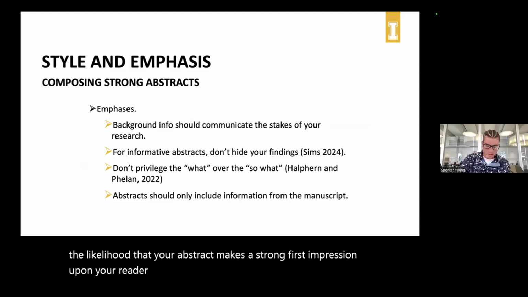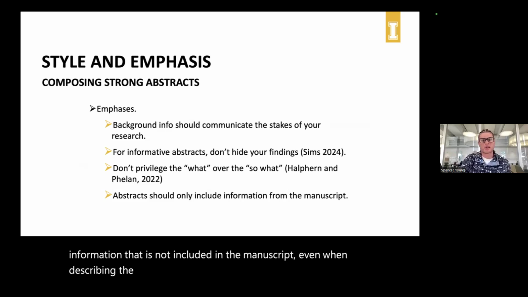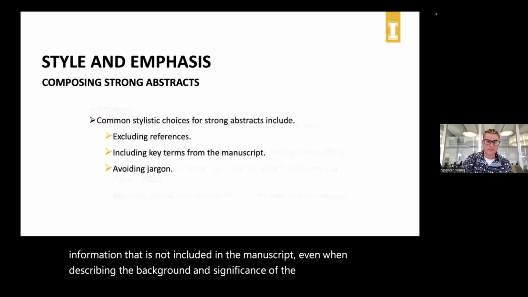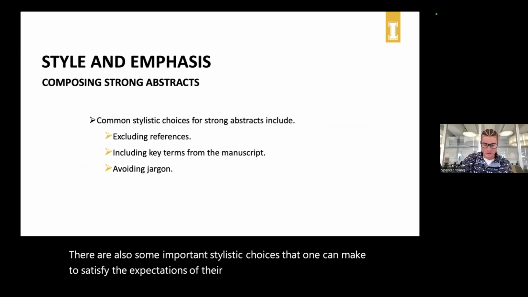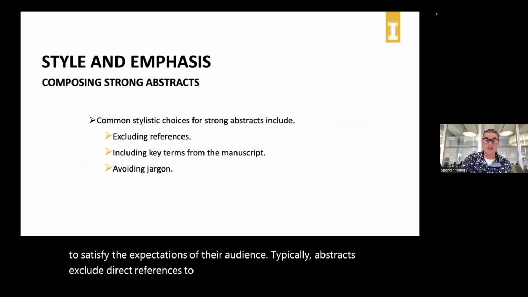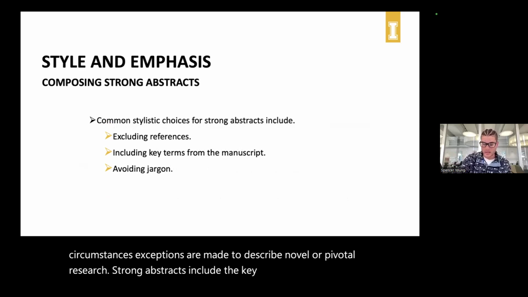Additionally, abstracts should not include any information that is not included in the manuscript, even when describing the background and significance of the work. There are also some important stylistic choices that one can make to satisfy the expectations of their audience. Typically, abstracts exclude direct references to other research, though in rare circumstances, exceptions are made to describe novel or pivotal research. Strong abstracts include the key terms that are used in the manuscript.